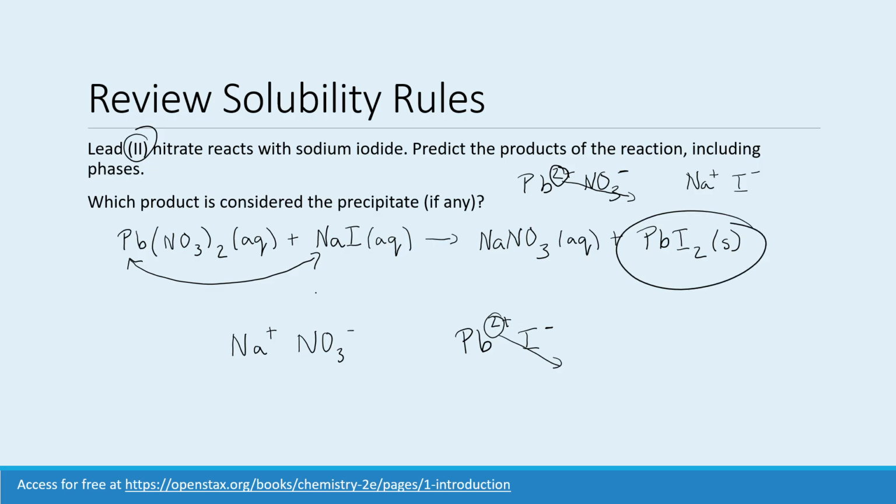If you needed to take this a step further, you may want to try to balance this equation. We notice that we need 2 nitrates when they're bonded to the lead on the reactant side, so we would need 2 nitrates on the product side here as well, and that means we're going to have to put a 2 as a coefficient in front. That 2 not only tells us that we have 2 nitrates, but we also have 2 sodiums. So we need to put a 2 in front of the sodium on the reactant side to balance those sodium ions as well. And then it should be balanced.